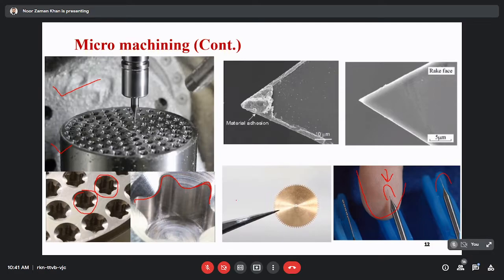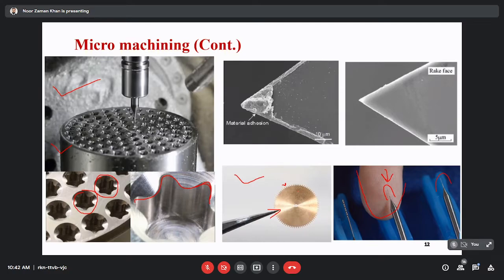So in another figure, you can observe the micron size teeth of the machine gear. You compare the size of this tooth with this forceps point. So you will be able to understand the size of the teeth produced on this gear is of micron size.